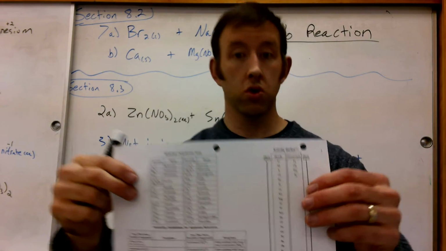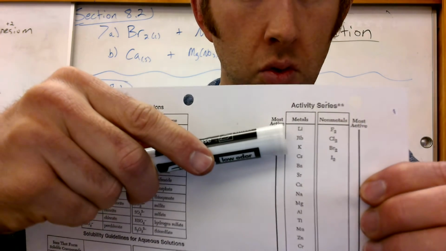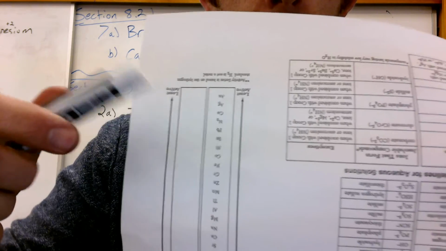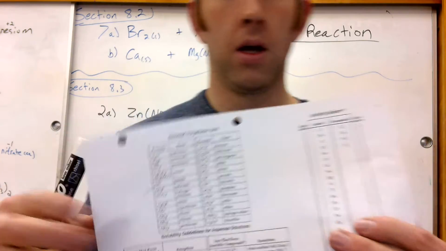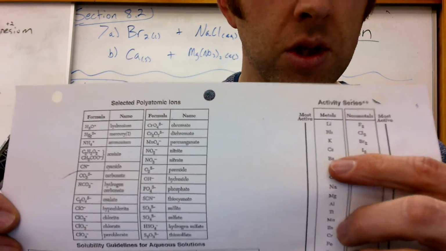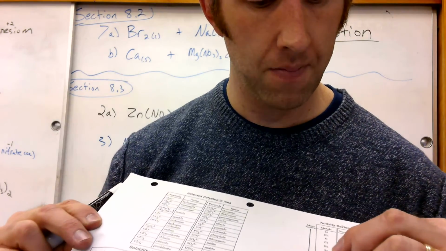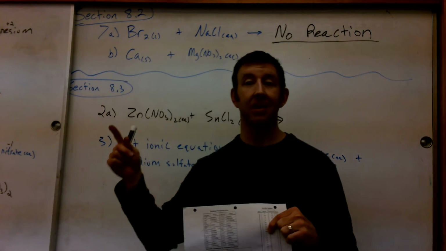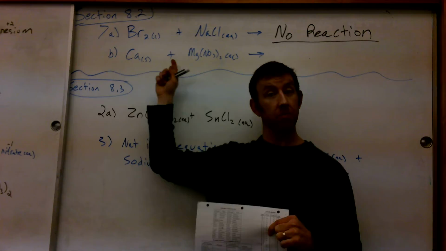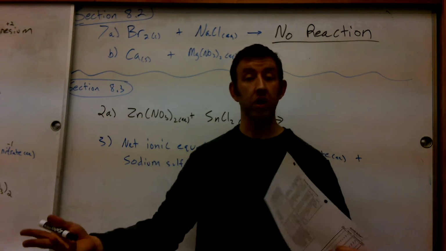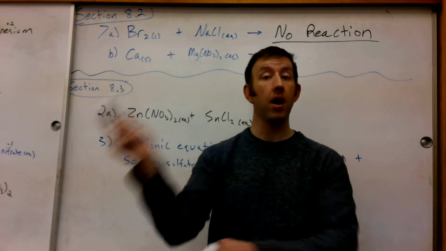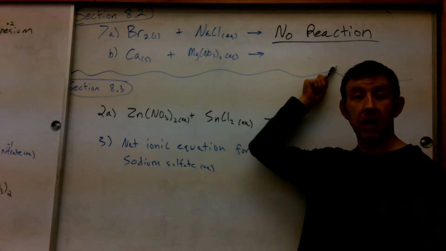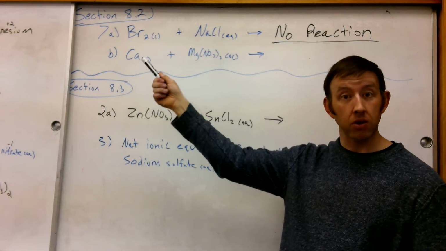So go to your activity series, you find calcium. It's way up there toward the top. Whoops, that's upside down for you guys. No, it's not, I'm reading this backwards. So we find calcium right there, and then we find magnesium, which is below calcium. So calcium is above magnesium. So there is a reaction, in which case we need to carry on, write our products on this side, and then go back and balance it.